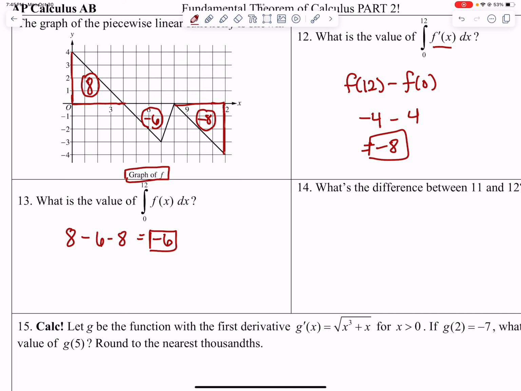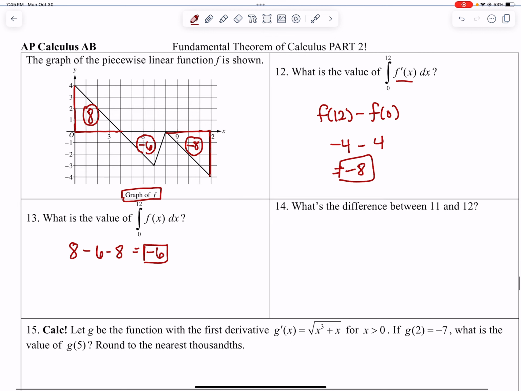So what's the difference between 12 and 13? Well, 12 uses the fundamental theorem of calculus, as we saw here, because we needed f, our function value. Then 13 just uses basic area because we need big F. But in order to find out what big F is, that's us finding the area.